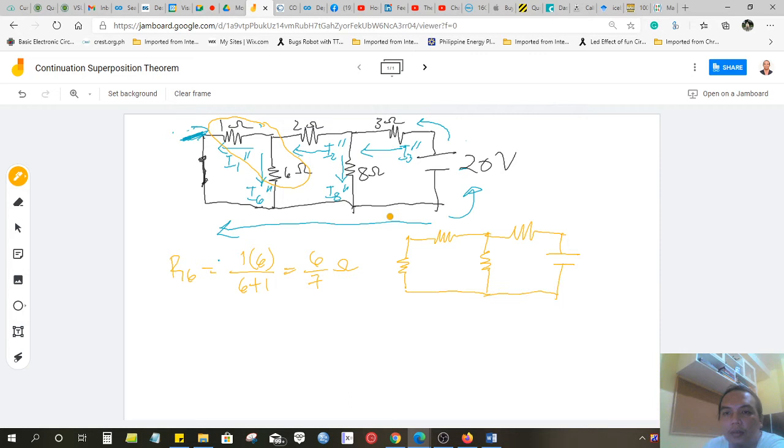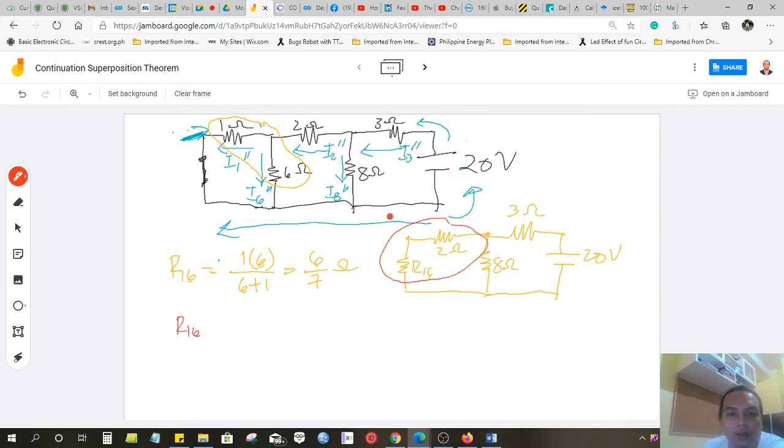Kana. This is 20 volts. Then 3 ohm. Then 8 ohm. Mao na ni ang R16. 16, then this is the 2 ohm. Okay? So, next to be kuan kay kanina pod. Na, series man na sila. Sabot pa sabot.